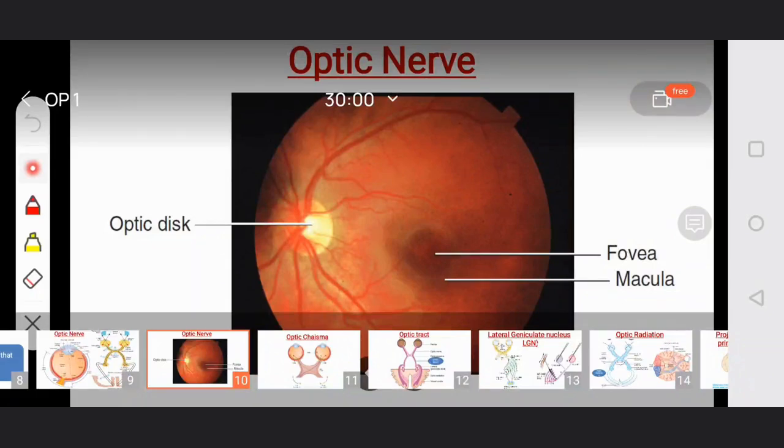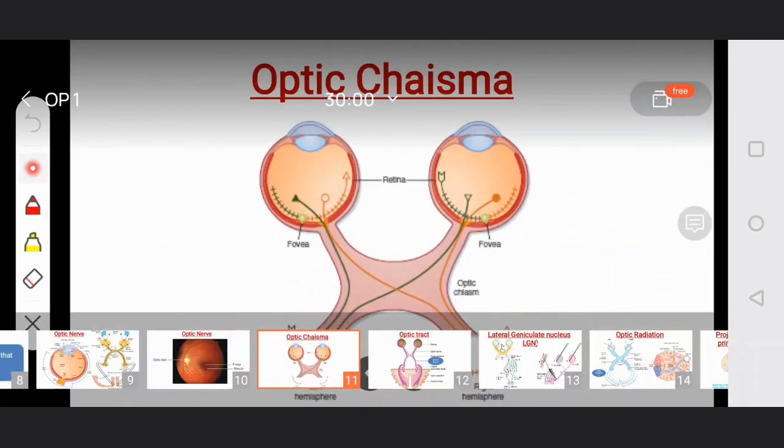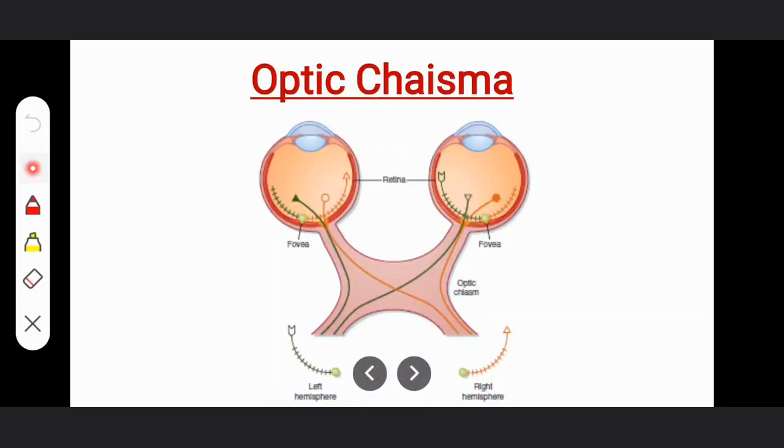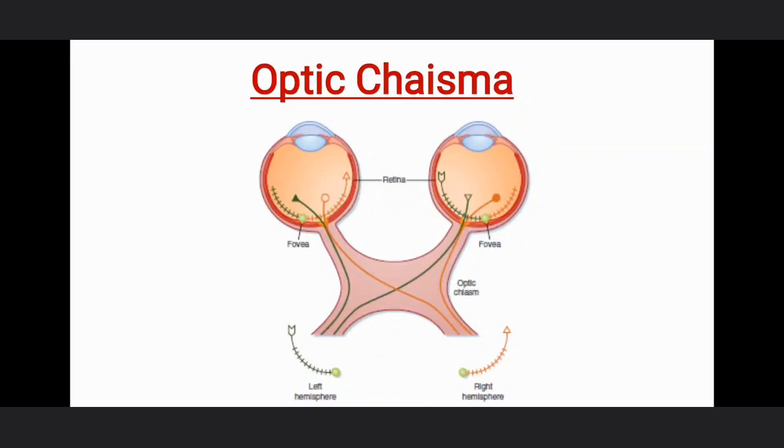The next structure is the optic chiasma or optic chiasm, as some books say. It is formed by the crossing of medial fibers of both the optic nerves. The crossed fibers join with the uncrossed lateral fibers of the opposite side, forming the optic tract.